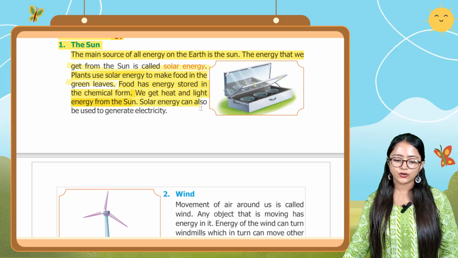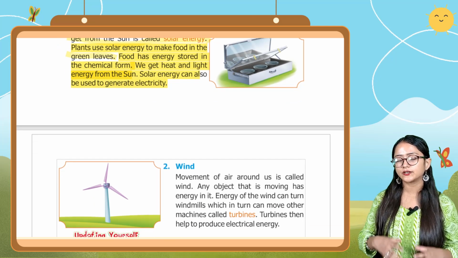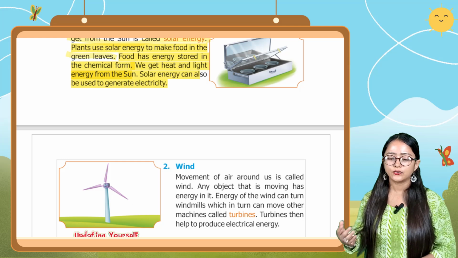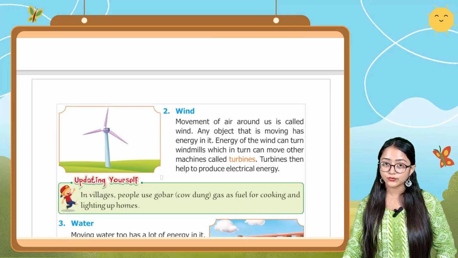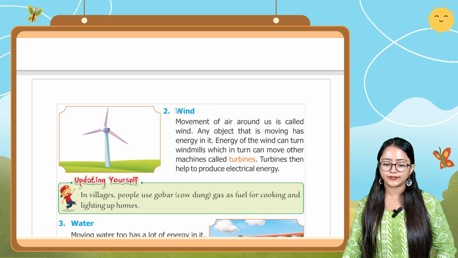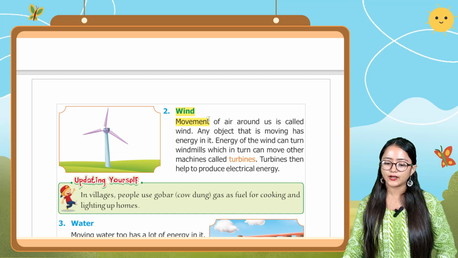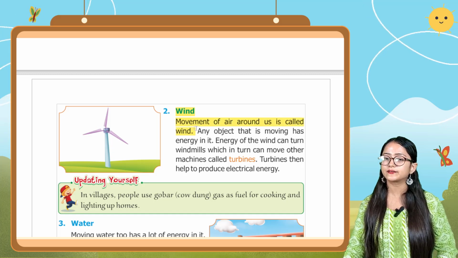Solar energy can also be used to generate electricity. Solar panels and cells are used to generate the electricity. Now we come to the next source of energy, that is wind. Movement of air around us is called wind. So movement of air is known as wind.